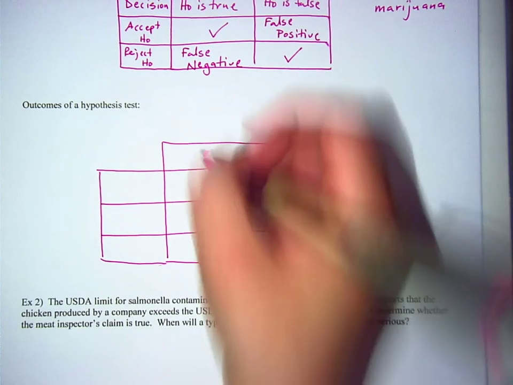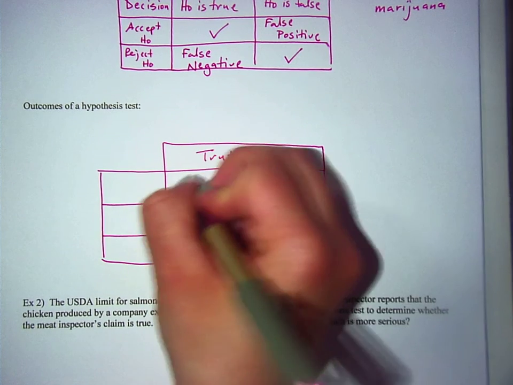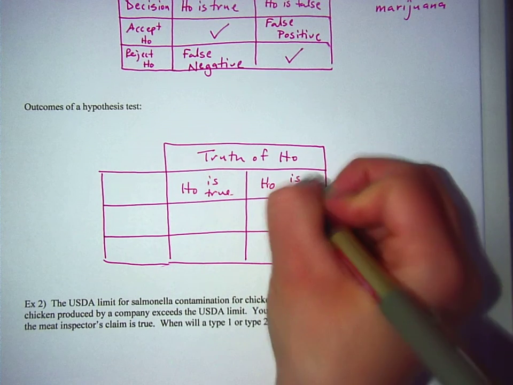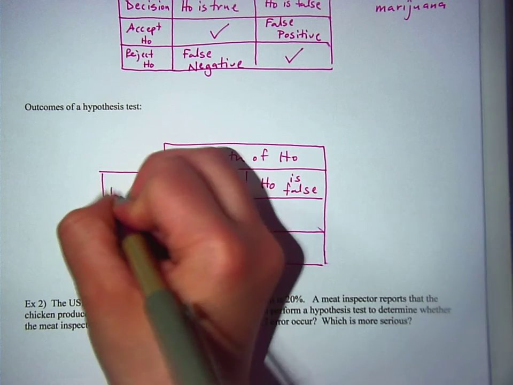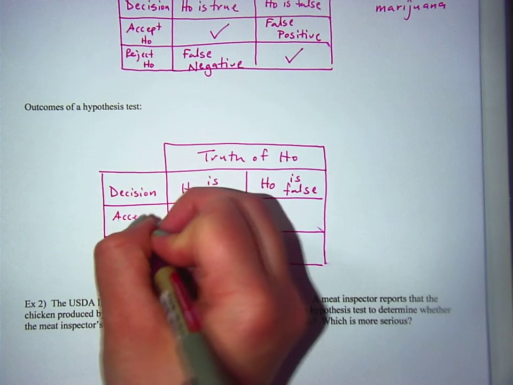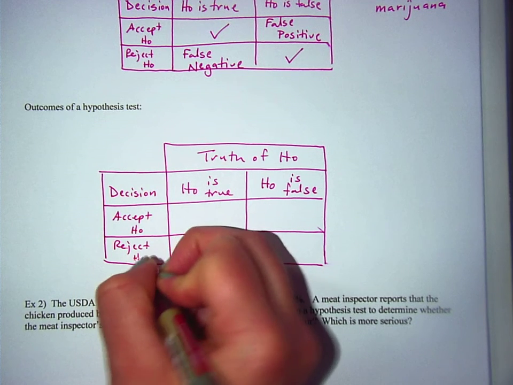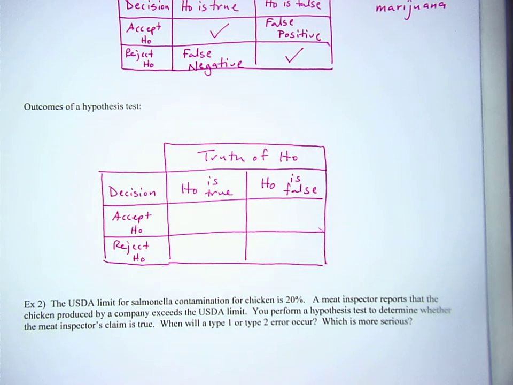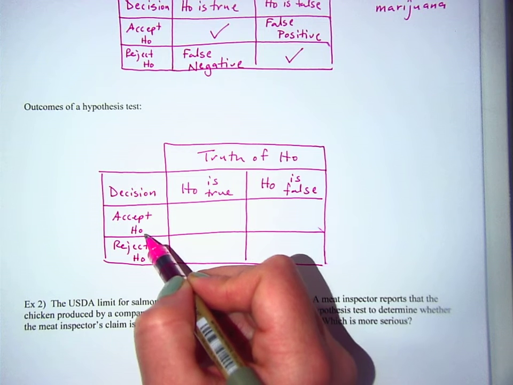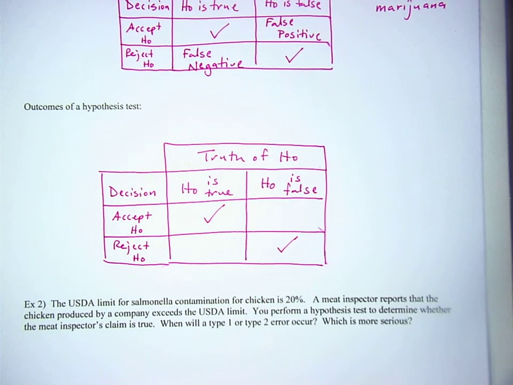Okay, so if we relate this to a hypothesis test, here again is the truth of H sub O. This is H sub O is true, and this is H sub O is false, and this is your decision. Okay, so you could accept H sub O, or you could reject H sub O. Again, if you accept whatever the null hypothesis is and it's true, that's good. And if you reject the null hypothesis and it's truly false, that is good as well.